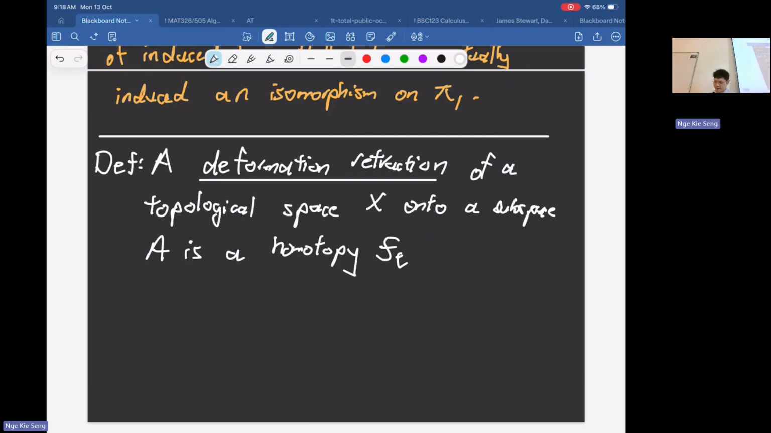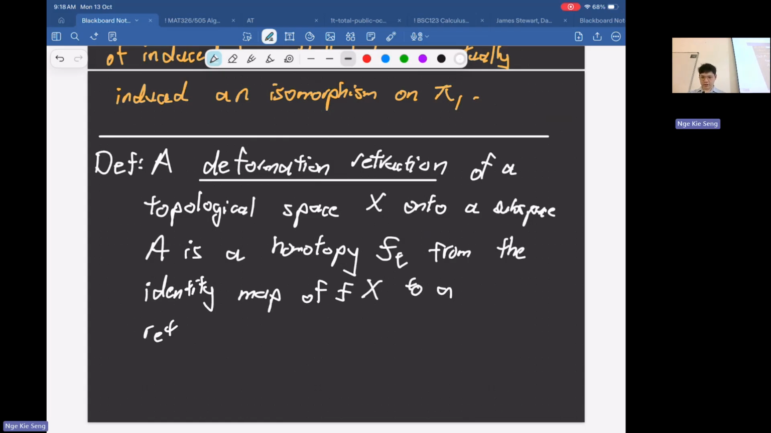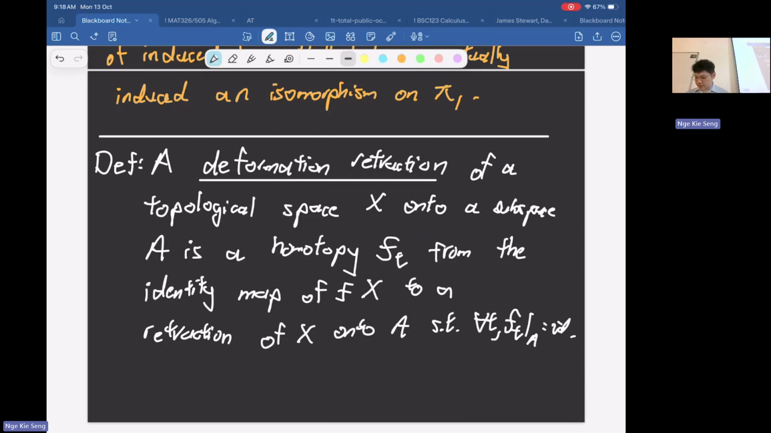The deformation retraction is a homotopy from the identity map on X to a retraction, such that for every t, Ft restricted to A is the identity. Okay, maybe I give some short definition here. Let me define homotopy between maps.